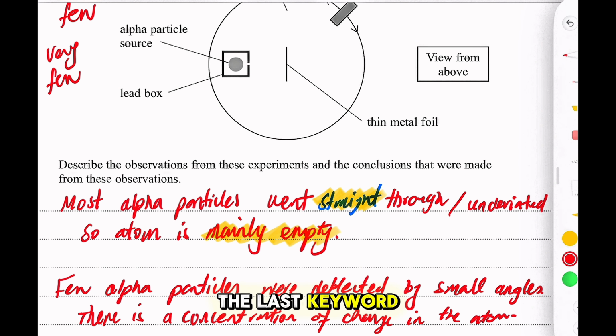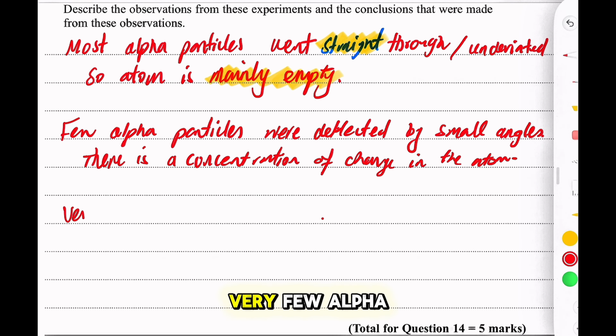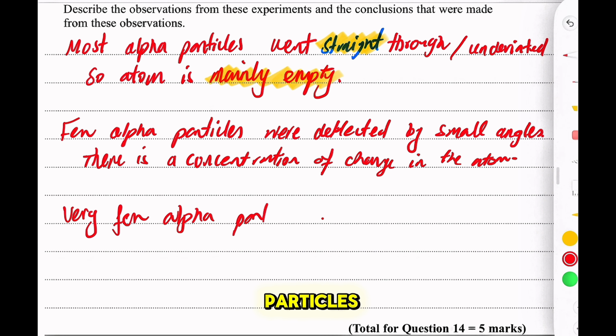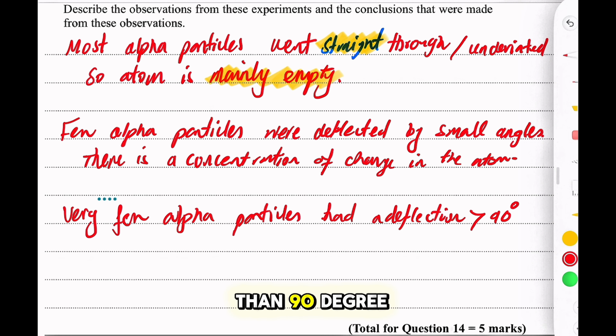The last keyword is very few alpha particles had a deflection of more than 90 degrees. They came straight back. Why? There is definitely a concentration of mass at the middle, but I cannot say at the nucleus. I cannot say that in the atom. In this case, I deserve 6 out of 6.